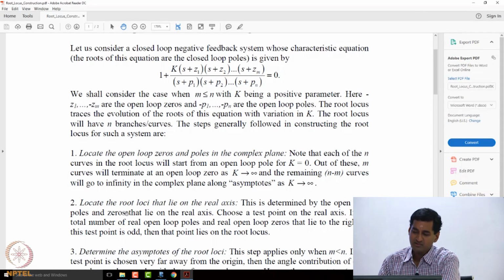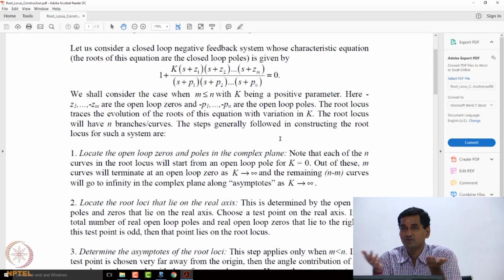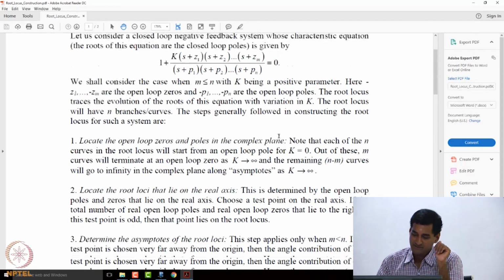The first step was to locate the open loop zeros and open loop poles in the complex plane. That pretty much remains the same, because it does not matter whether it is negative feedback or positive feedback. You locate the open loop poles and open loop zeros in the complex plane. As k tends to 0, the root locus starts from an open loop pole, and they go to the m open loop zeros as k tends to infinity, and along asymptotes if n is greater than m. So, that step remains the same.